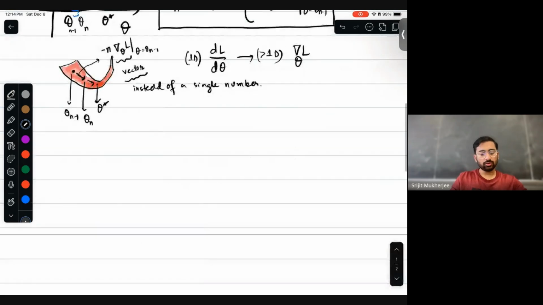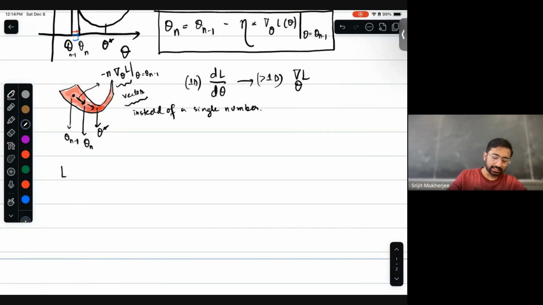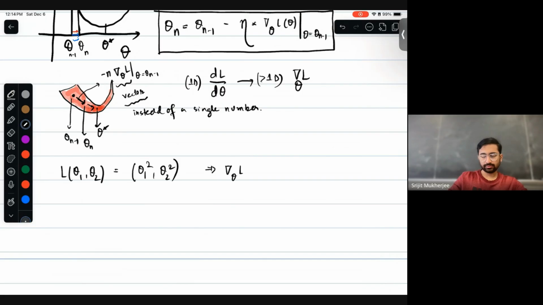Okay. So to revise, let's say there are two parameters, theta 1 and theta 2, and L(theta 1, theta 2) is theta 1 squared plus theta 2 squared. So the derivative of that is defined as the derivative of the first element, derivative of the second element: 2 theta 1, 2 theta 2.